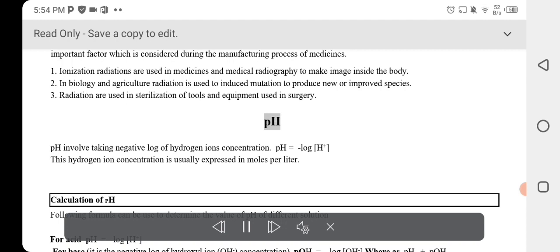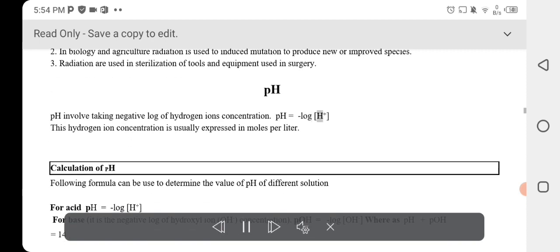pH. pH involves taking the negative log of hydrogen ion concentration. pH equals negative log [H+]. This hydrogen ion concentration is usually expressed in moles per liter.